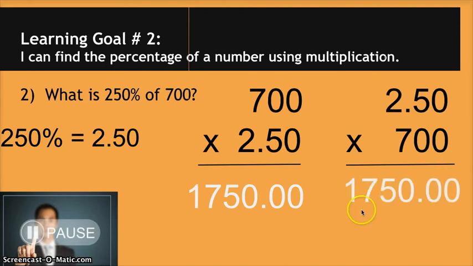Same thing with our second problem, 1,750. If you made a mistake, no worries. See if you can figure out where you made a mistake. If you got this answer, then we agree. So again, it doesn't matter where you put the decimal, on the bottom or the top, you'll still get the same answer.